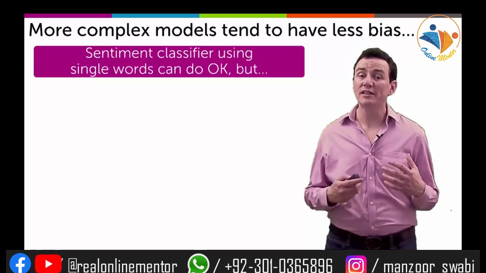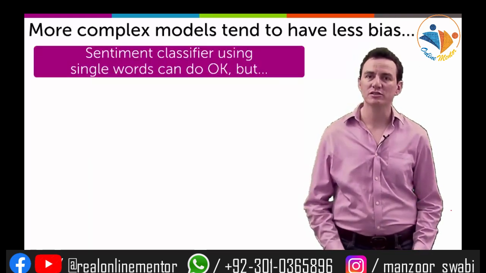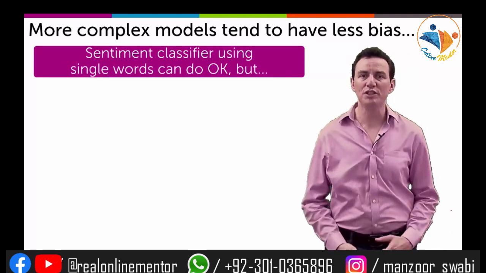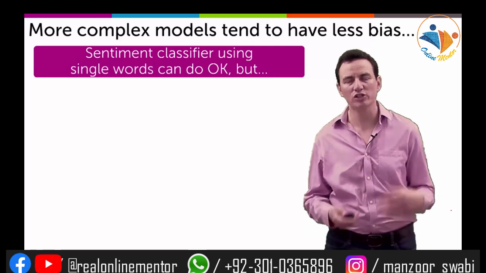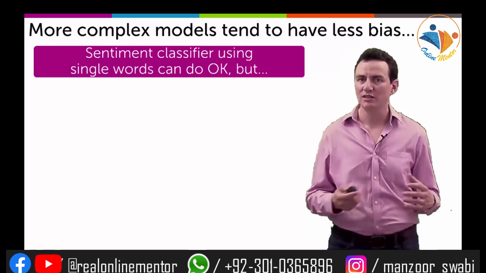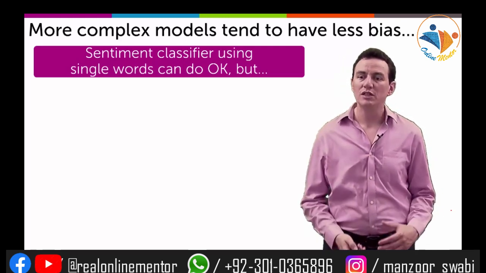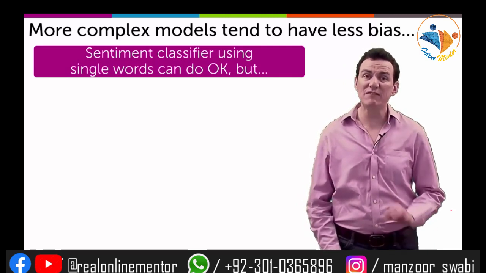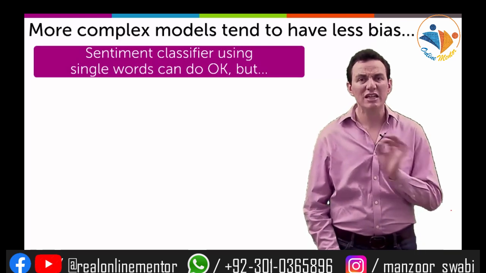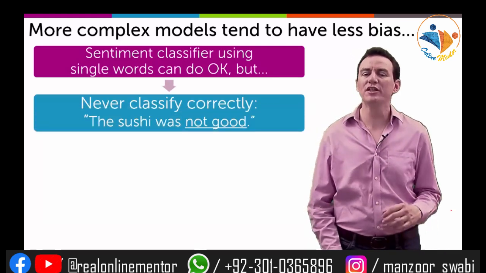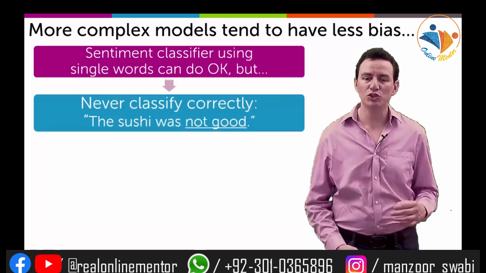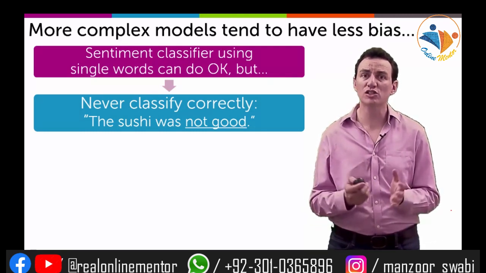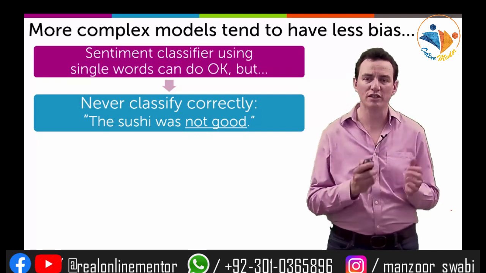More complex models tend to have less bias. So if you look at a sentiment analysis classifier that we've been building, if you just use single words like awesome, good, great, terrible, awful, it can do okay. Maybe it does really well, maybe it just does okay. But even if you have infinite data, even with all the data in the world, you're never going to get this sentence right: The sushi was not good. Because you're not looking at pairs of words, you're just looking at the words good and not individually.